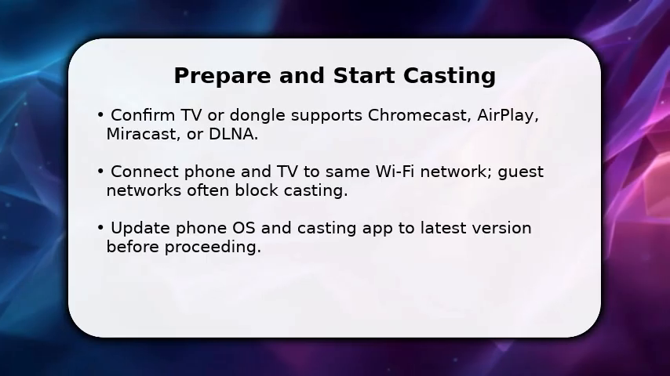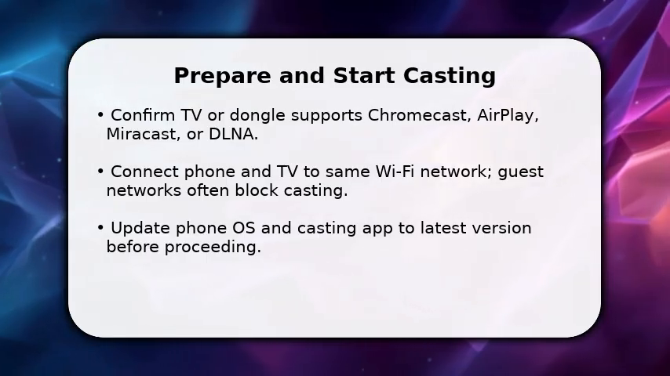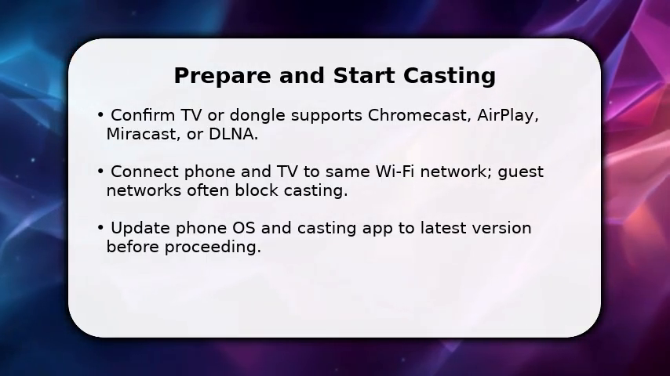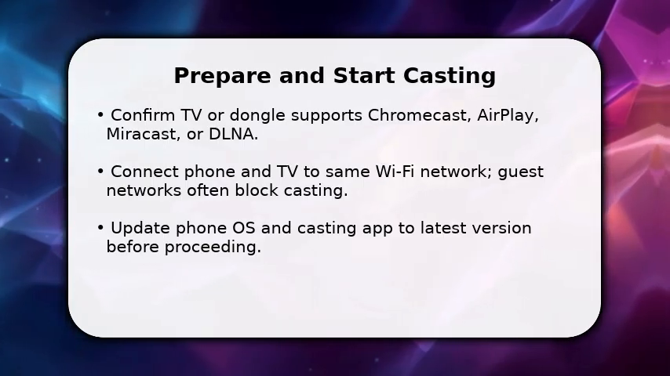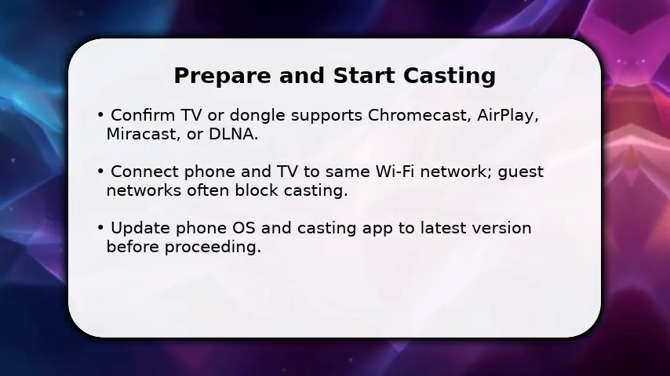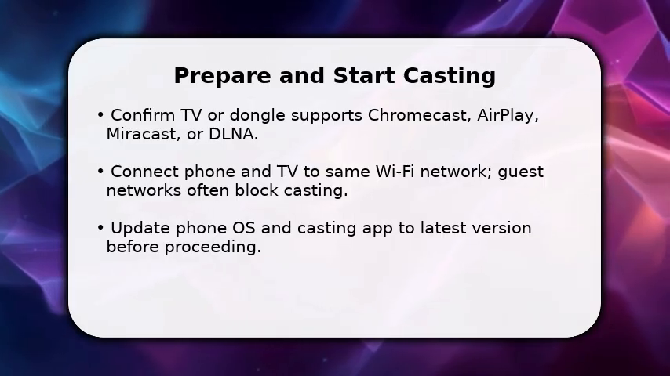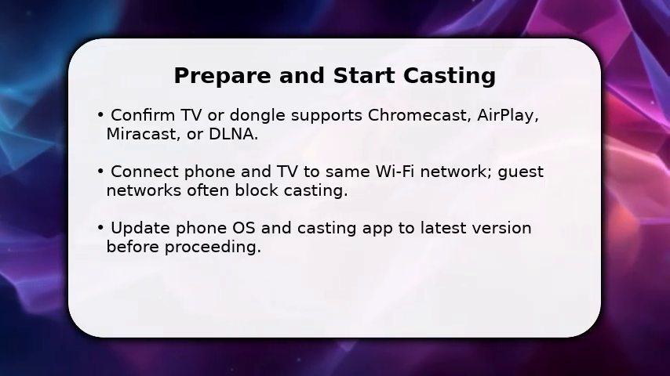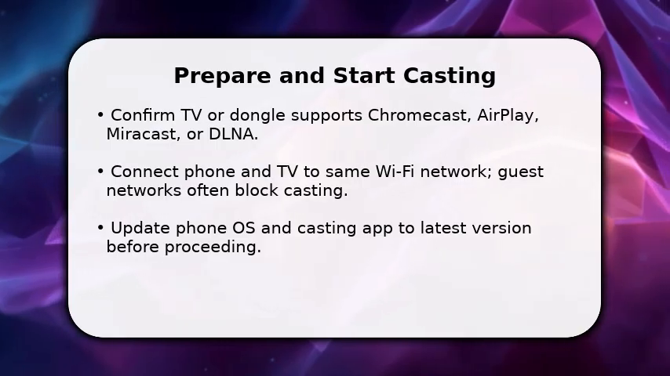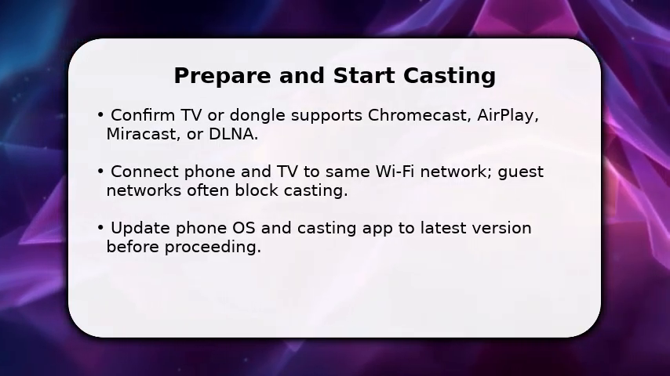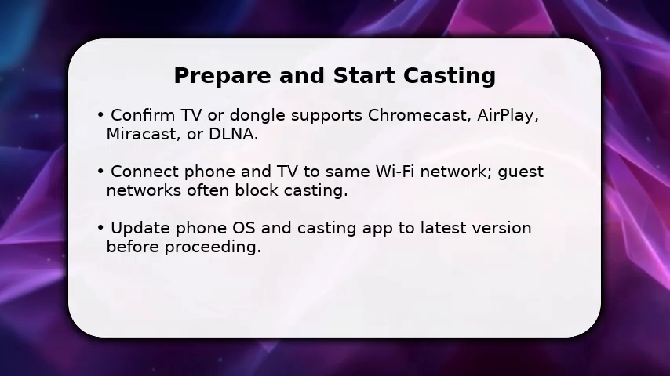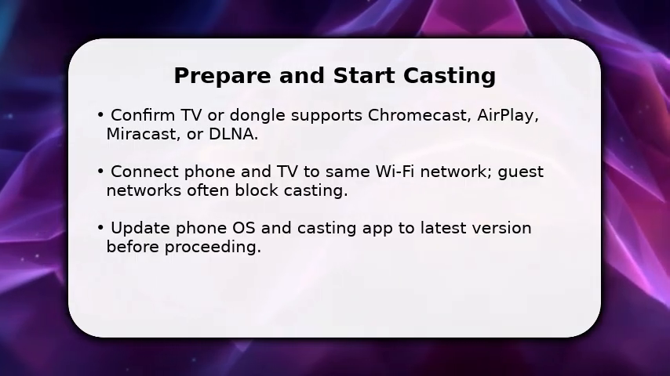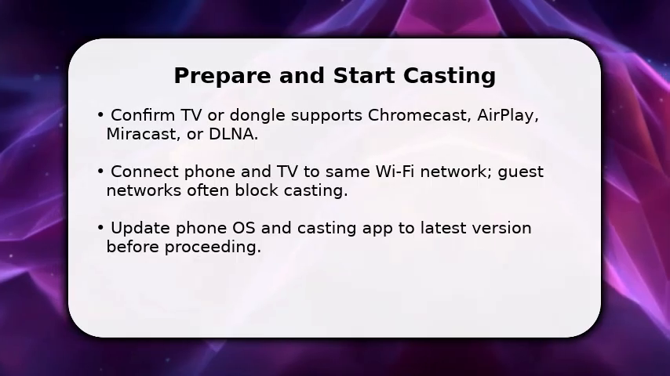You'll begin by confirming device compatibility and network parity. This saves time. First, check whether your TV or dongle supports Chromecast, AirPlay, Miracast, or DLNA and enable that mode. Next, make sure your phone and TV are on the same Wi-Fi network. Do not use a guest or isolated SSID. Finally, update your phone OS and the casting app so protocol mismatches don't interrupt setup.